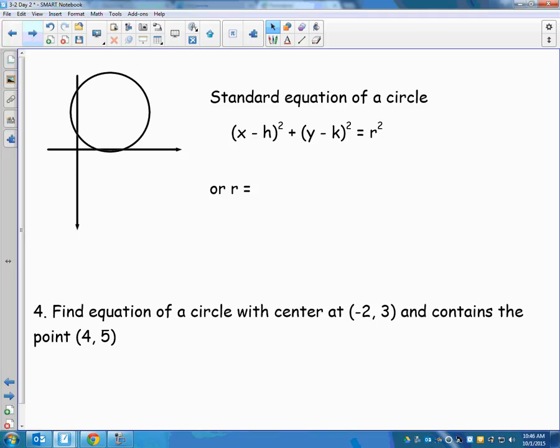Okay, here's some stuff that we didn't do yesterday. You've talked about equations of circles before, but if you haven't taken pre-cal, it's probably been since geometry since you've talked about equations of circles.